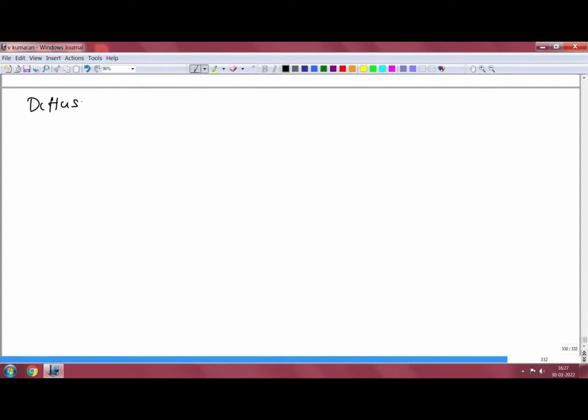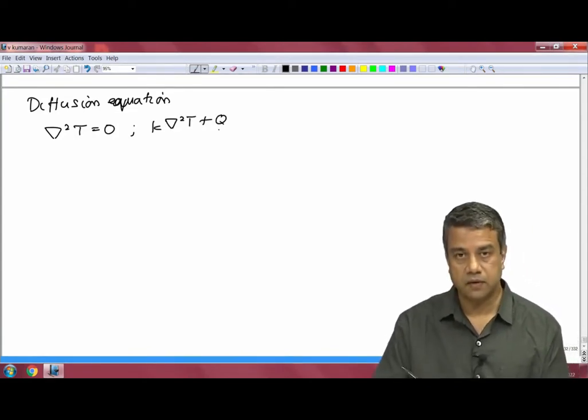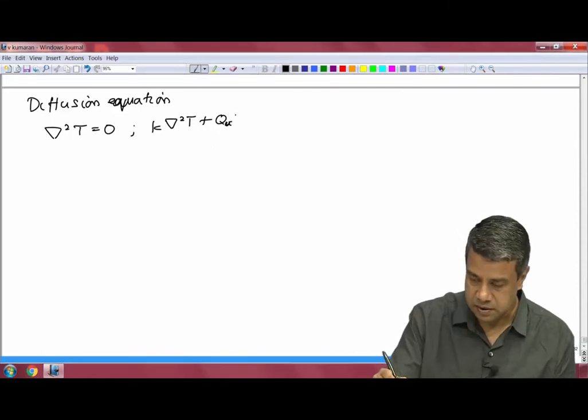In the last few lectures we were solving the diffusion equation, which is the Laplace equation or the Poisson equation. Del square T is equal to 0, or if you have sources or sinks in the domain, k del square T plus the volumetric source of heat is equal to 0.